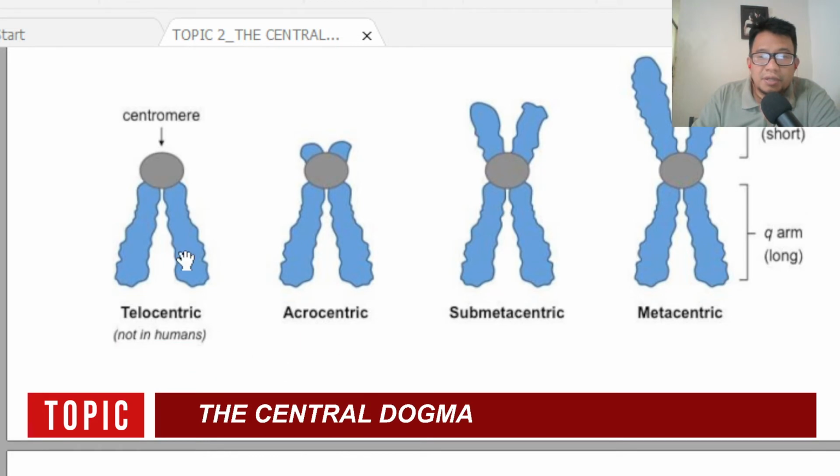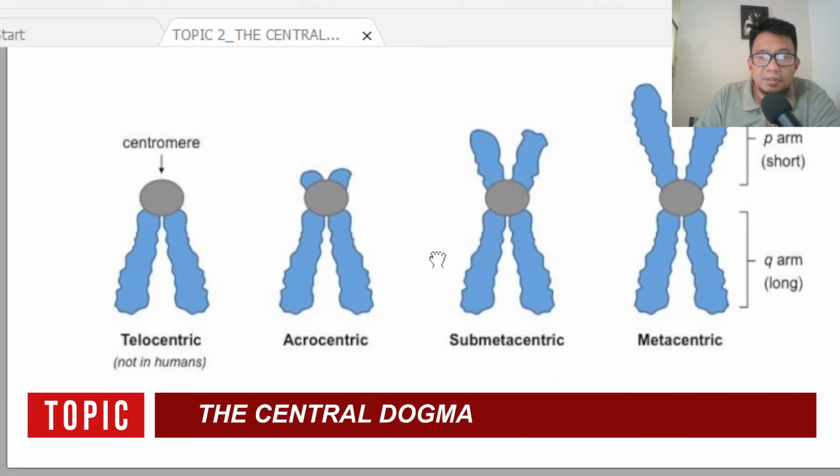Here there are different types of chromosomes. What we call metacentric has the centromere at the centermost. Then you have the submetacentric, where the upper part, the P arm, is shorter and the Q arm is quite longer. In the metacentric, the P arm and Q arm are relatively similar in length. Then you have the acrocentric, where the P arm is very small compared to the Q arm.